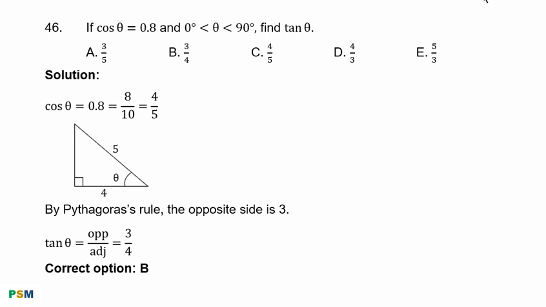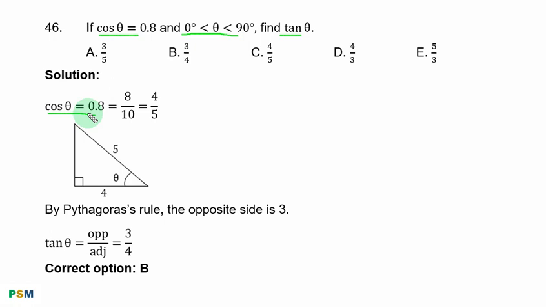Question 46. If cos theta is equal to 0.8 over this range, find tan theta. Solution. Cos theta equal to 0.8.